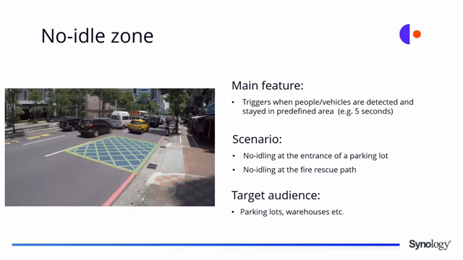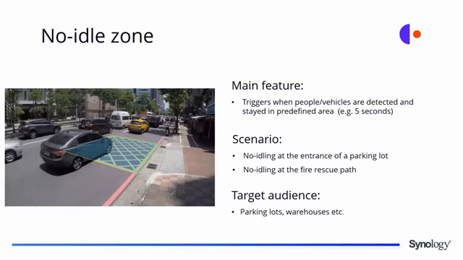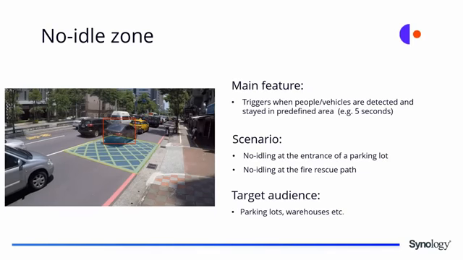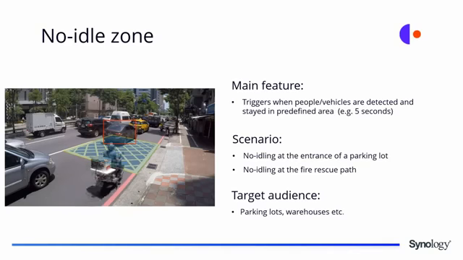Here you can see the feature No Idle Zone. The main feature of No Idle Zone is that it gets triggered when people or vehicles are detected in a predefined area. In this example, this vehicle is blocking a pathway for more than 5 seconds, after which a trigger is detected and it shows on our surveillance station that something is blocking this path.